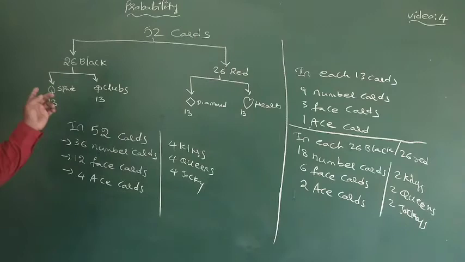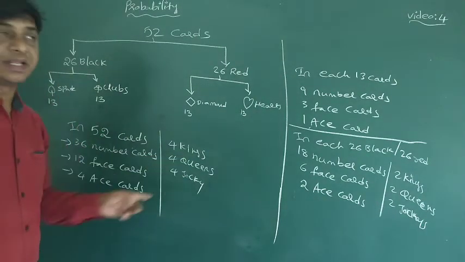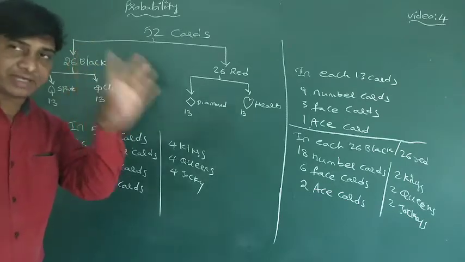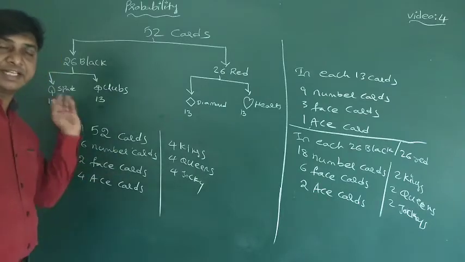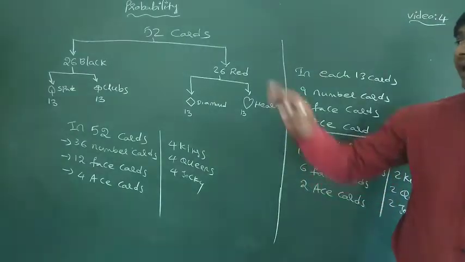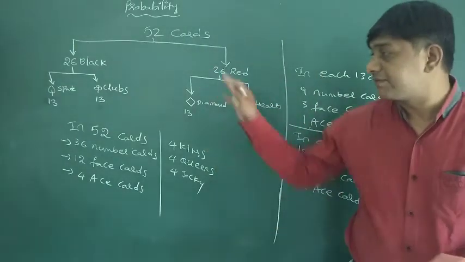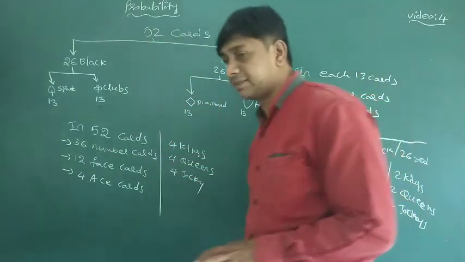In each color, 1 king will be. In each color, 1 queen will be. In each set, in each 13, one jockey will find. In each 13, one ace. In each 13, one king. Like this. This is about cards. These are the types of cards I described here.